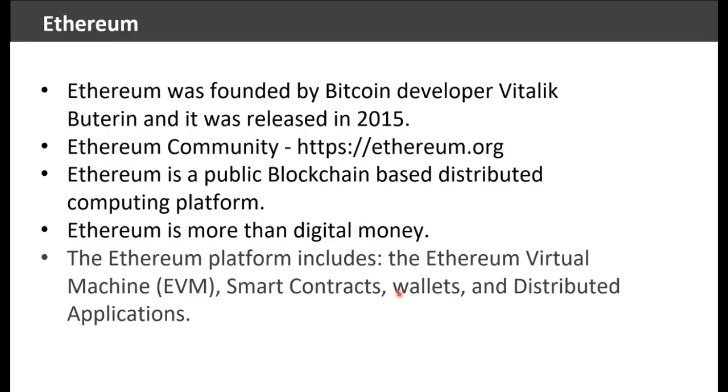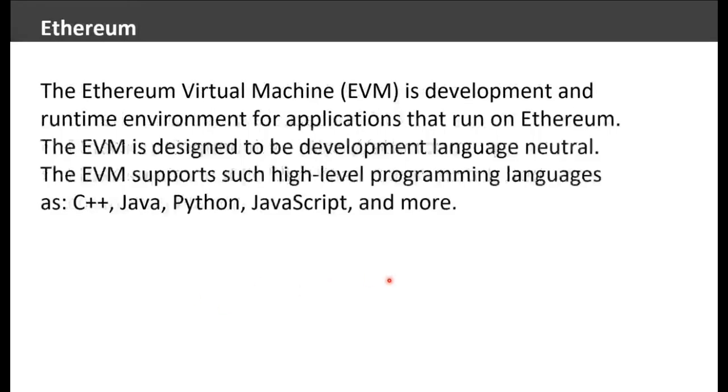Ethereum is more than just digital money. Ethereum considers itself a smart contract network, and it runs something called the Ethereum virtual machine, which allows for development of smart contracts. So it includes wallets and distributed applications, accounts. So everything that Bitcoin has, Ethereum has, but Ethereum also layers on the tools for running smart contracts. So the Ethereum virtual machine is a development runtime environment for the applications that run on Ethereum. And it's designed to be development programming language neutral.